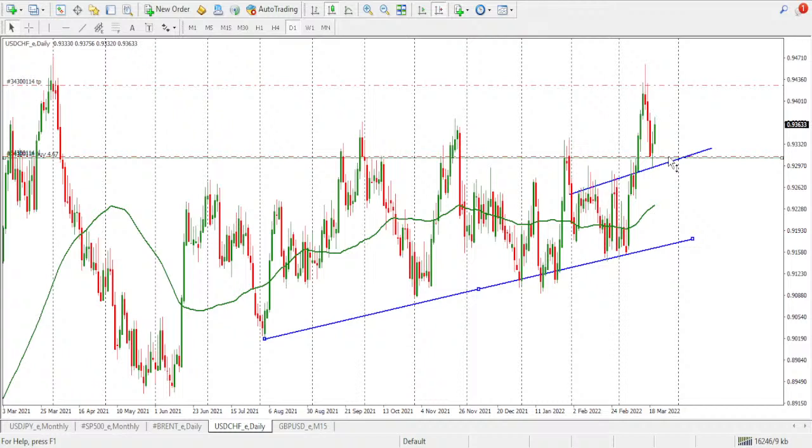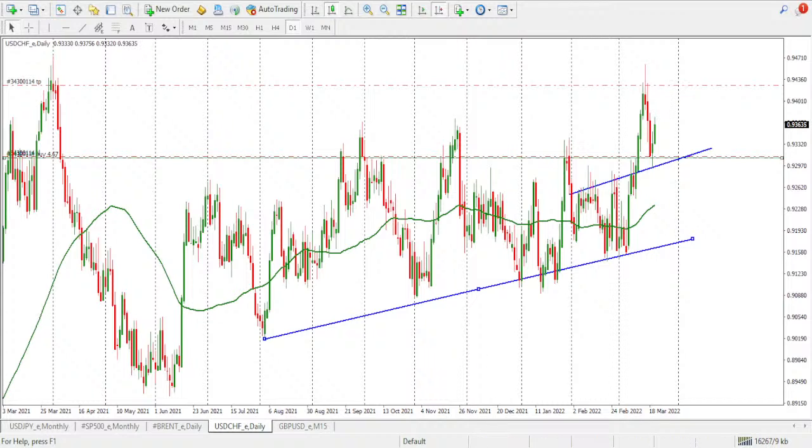Or if the price can come back and touch this level, then this will be a good place to look for a buy from. So the idea basically will be to keep looking for more buy orders, expecting price to continue upwards, at least up to this level here.